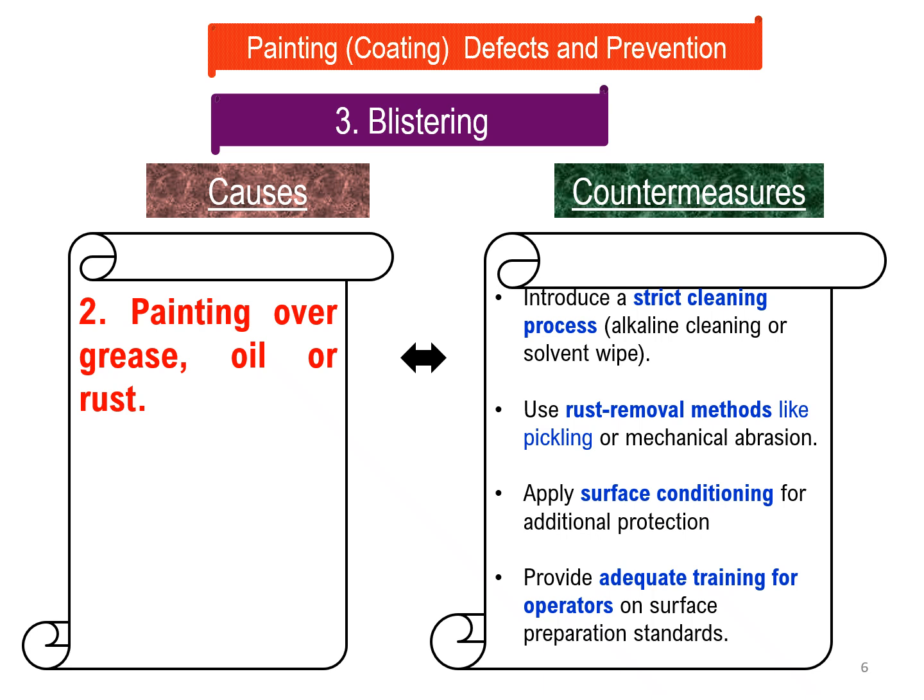The second reason is painting over greasy, oily, or rusty surfaces of the substrate. The countermeasures recommended are introduce a strict cleaning process, that is alkaline cleaning or solvent wipe, use rust removal methods like pickling or mechanical abrasion, apply surface conditioners for additional protection. Number four, provide adequate training for operators on surface preparation standards.